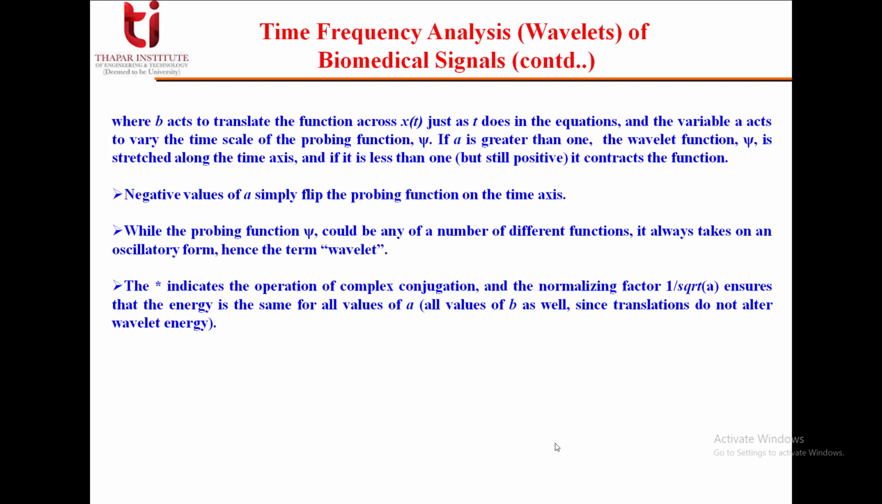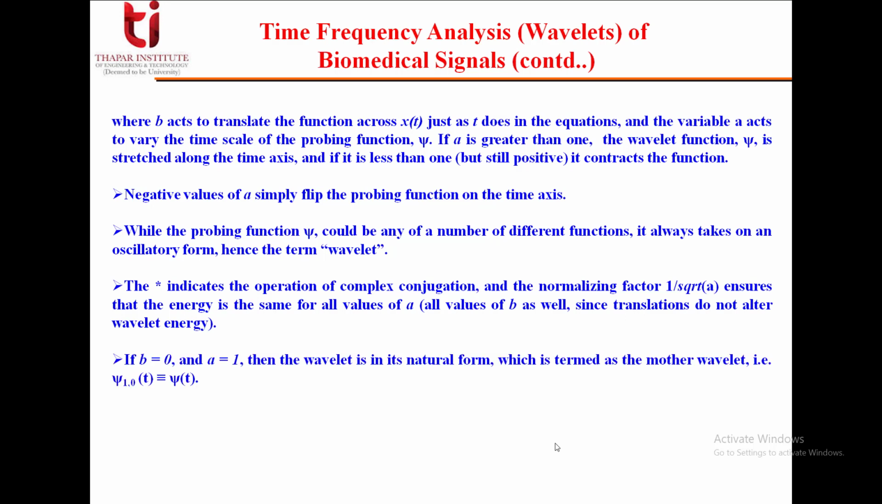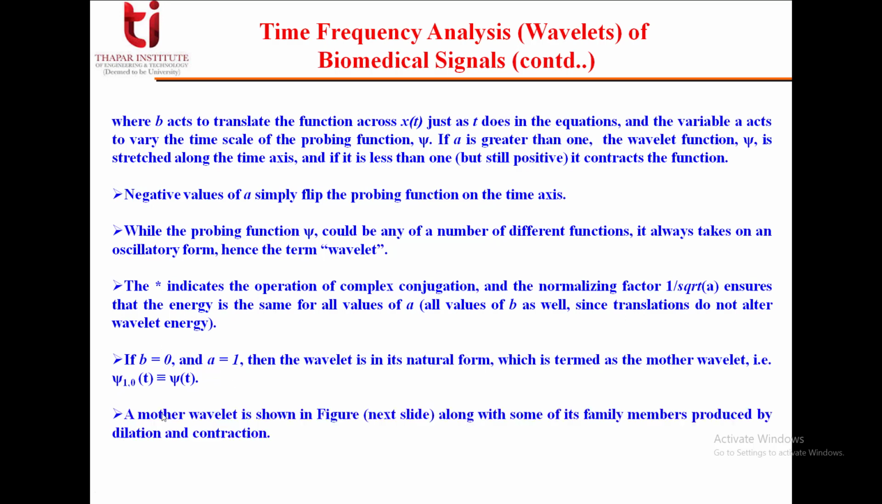As I mentioned, the star indicates the operation of complex conjugation, and we have 1 by square root of a. It is a normalizing factor which ensures that the energy is the same for all values of a and all values of b as well, since translations do not alter the wavelet energy. Now if b is 0 and a is 1, then the wavelet is in its natural form. We call that the mother wavelet, phi(t), that is psi(1,0,t) equal to phi(t). Now we'll see a mother wavelet in the figure along with some of its family members that are produced by dilation and contraction.